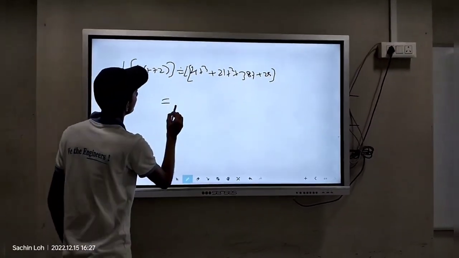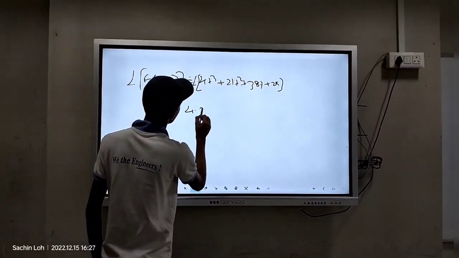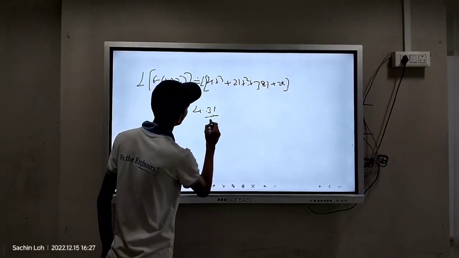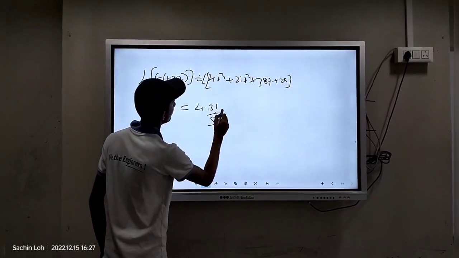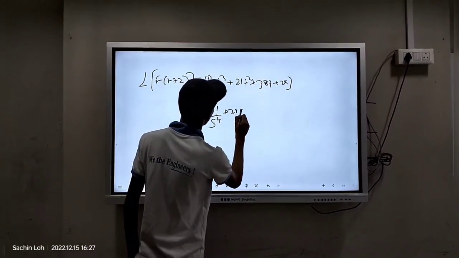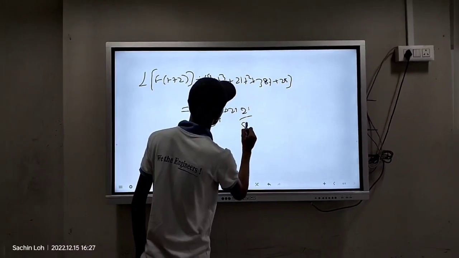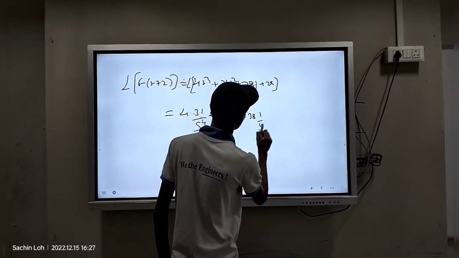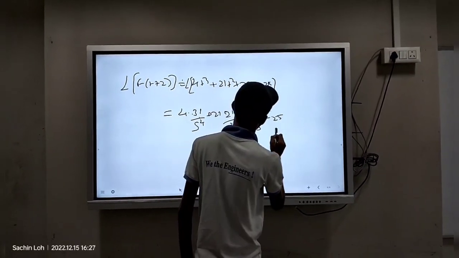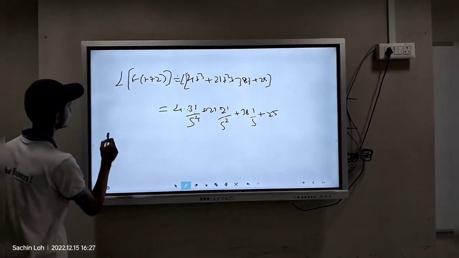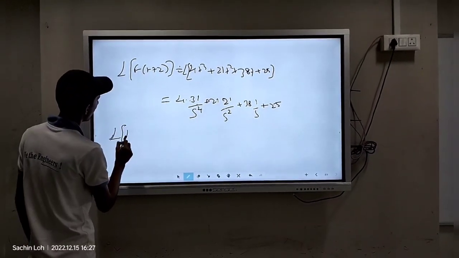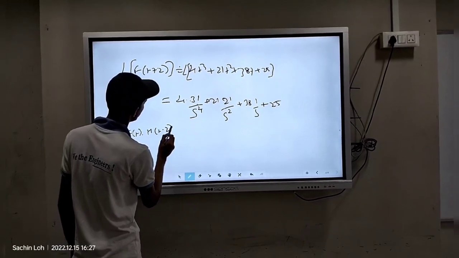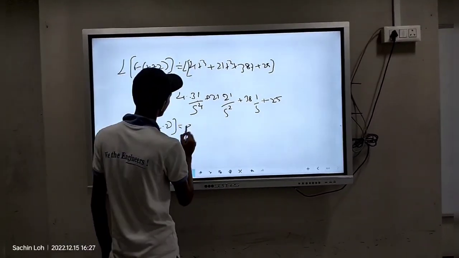Taking the Laplace transformation, we get the result. Now we take the Laplace transformation of f of t into h of t minus 2, and we get e raised to minus 2s.